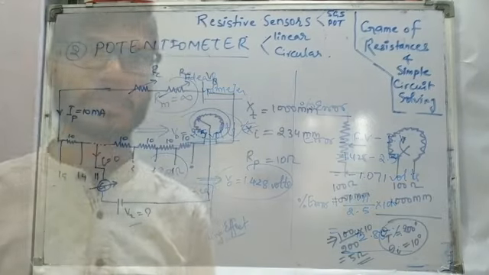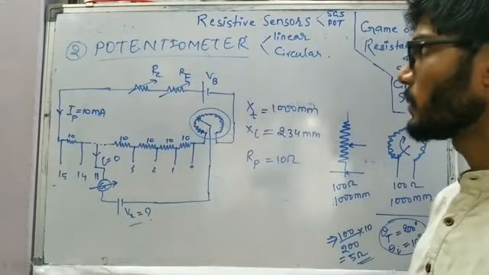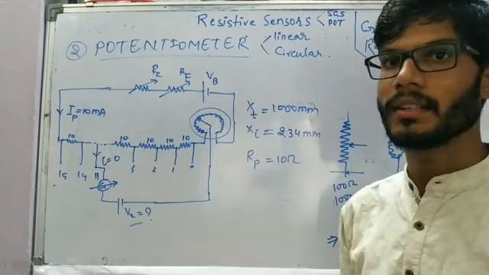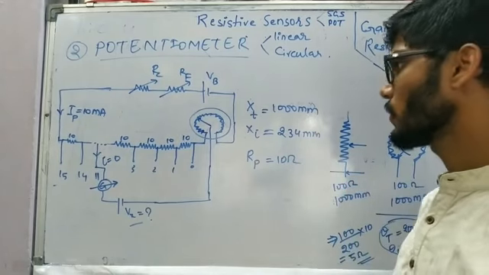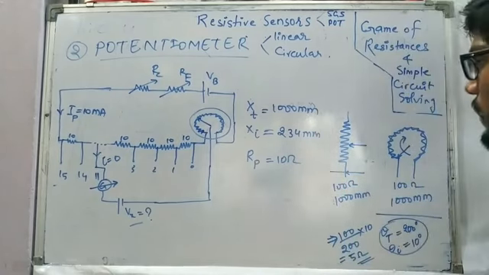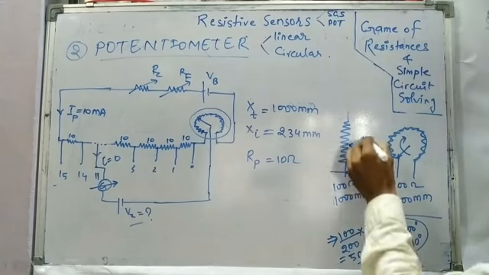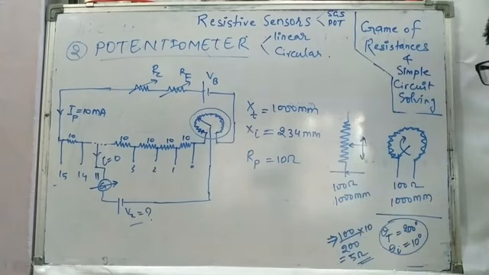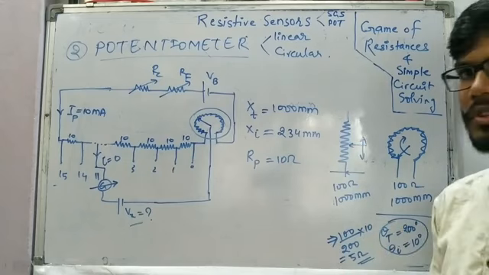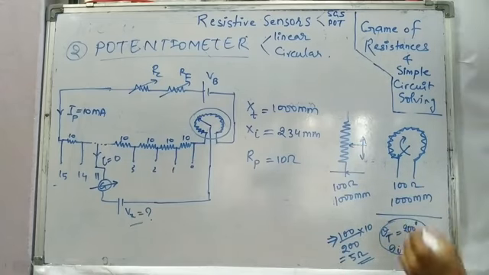So the idea in case of circular potentiometer is going to be the same as a linear potentiometer. The only difference which we are going to encounter is that in case of linear potentiometer, the motion of the pointer was in a linear fashion, but in case of circular potentiometer, the motion is going to be in a circular way. So in that also there are two possibilities.